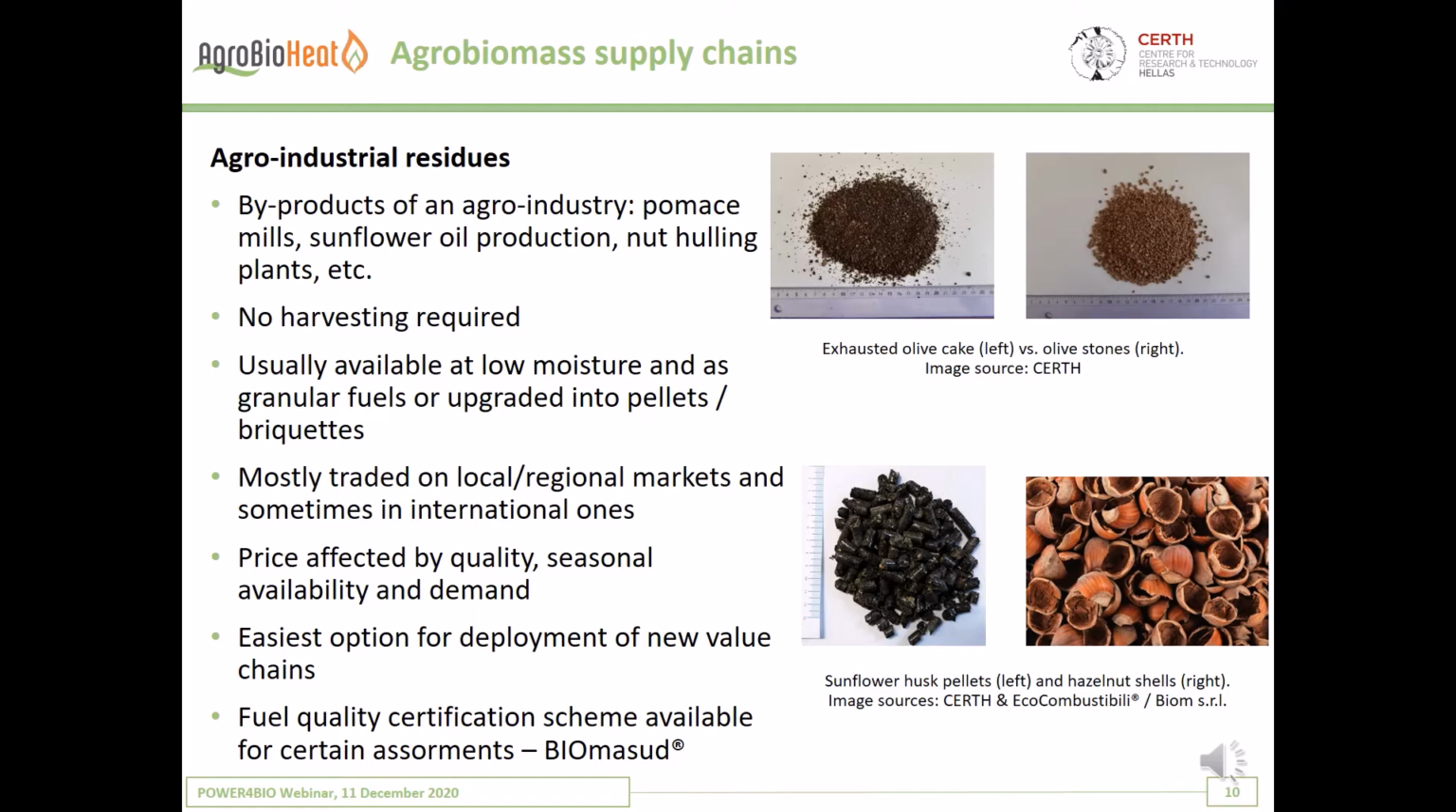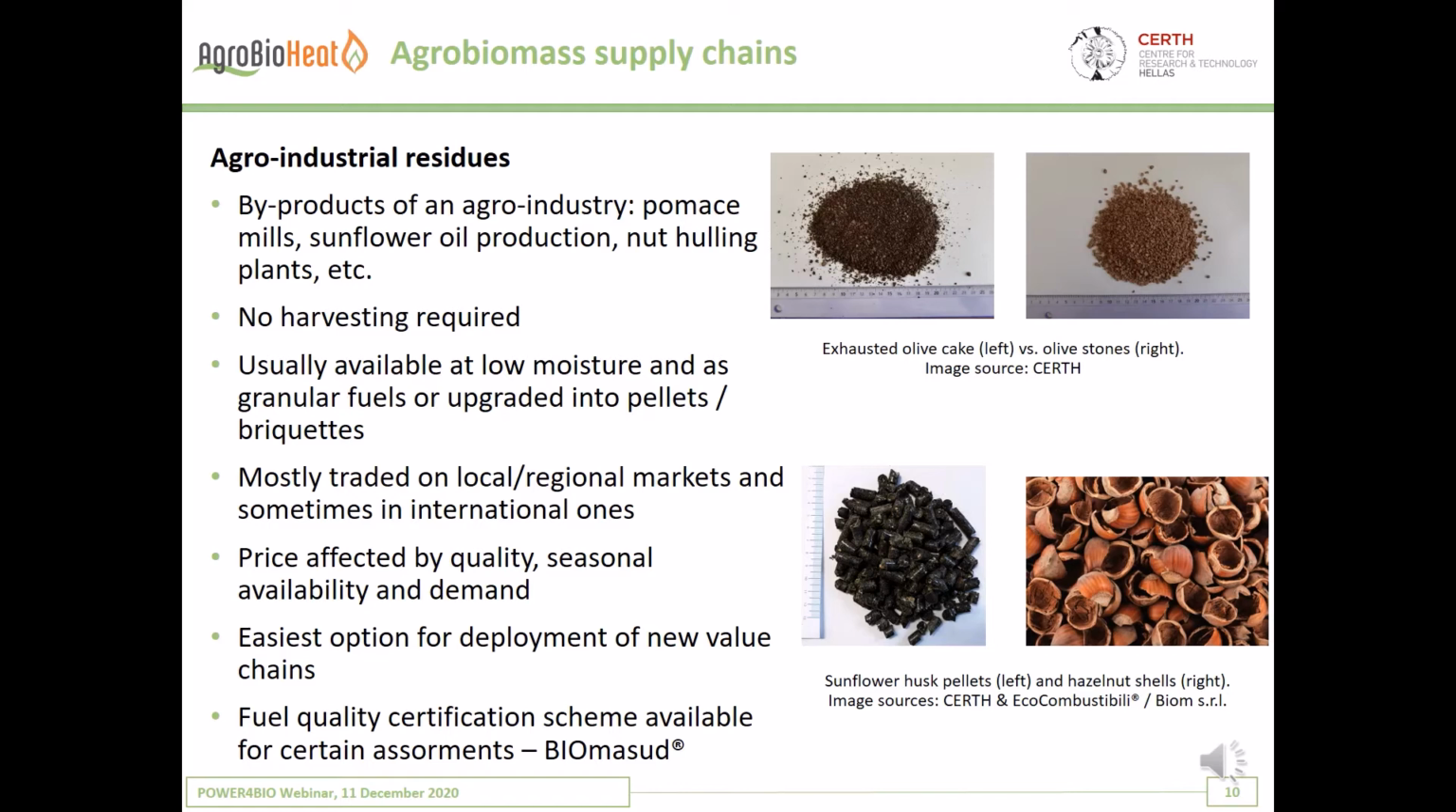In many cases, these materials are available at relatively low moisture content, and they can be available as either granular fuels or fairly easily upgraded into pellets or briquettes. This means that they can have quite good energy density, and they can already be used in energy applications in various local markets. In fact, they're mostly traded in local or regional ones, but sometimes even in international ones, and it's not uncommon to have shipments of olive cake, for example, or sunflower husk pellets from one country to another.